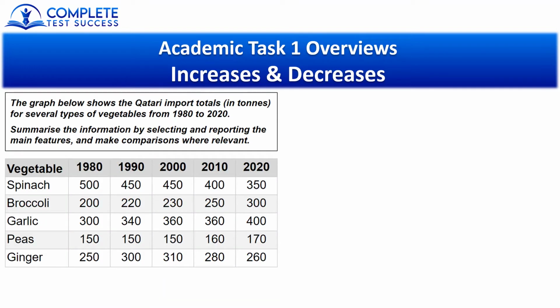Here's another example with more than 1 year. Just like before, we're only interested in the first and the final year. So for the first category, spinach, there was a decrease. For broccoli, there was an increase. Garlic increased, peas increased, and ginger also increased. With all the arrows in place, we can easily see that 4 increased and 1 decreased, so again, we'll just write that in the overview.